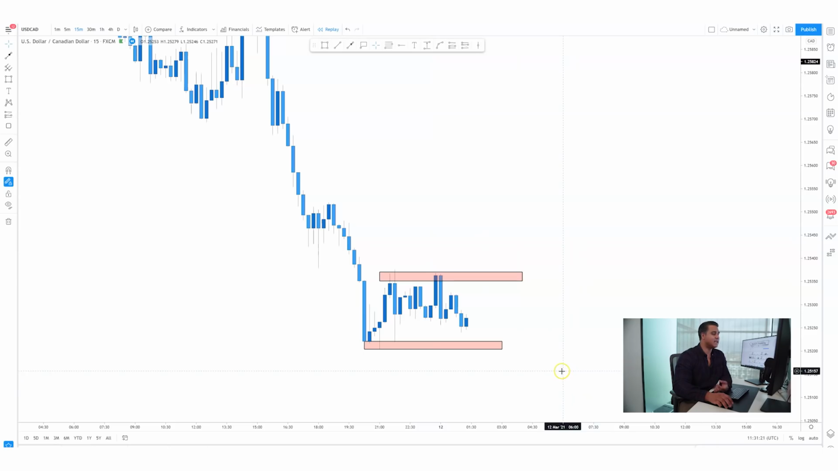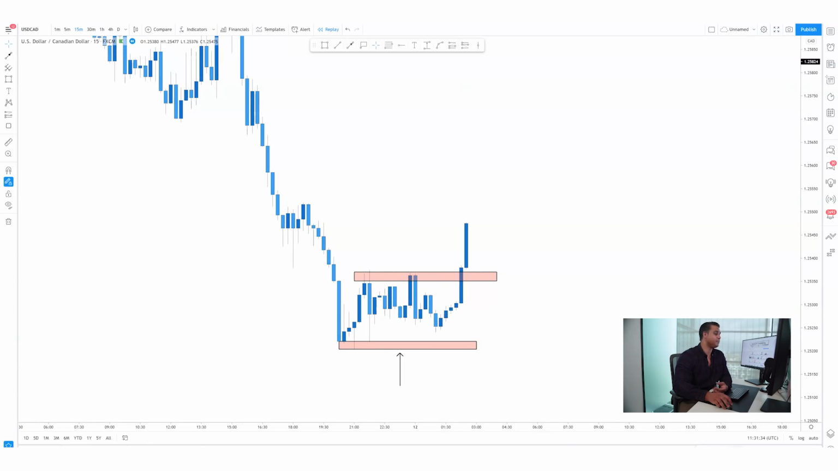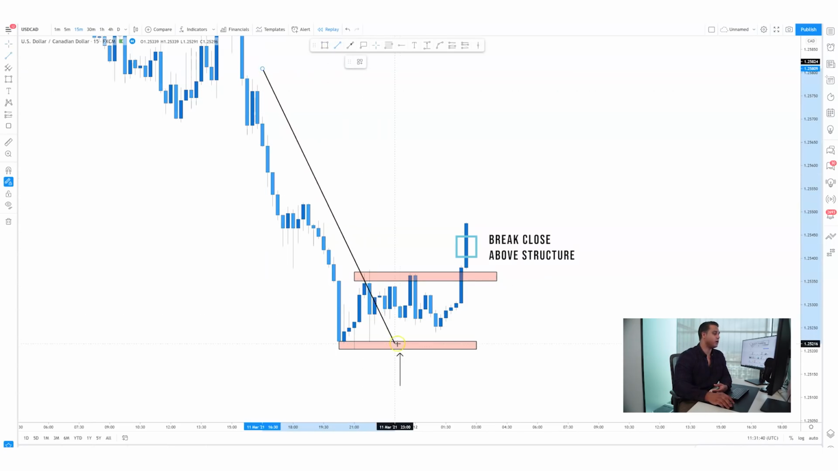What would invalidate this downtrend, as well as the confluence of price not making a new low and the volume in these bearish candles getting a lot smaller than the previous ones? Well, we want to wait patiently for price to do this: break and close above structure.